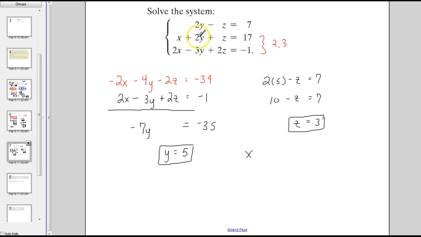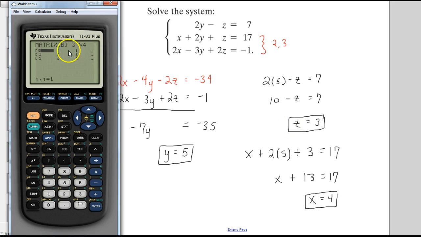So x plus 2y, x plus 2 times 5, plus z, which is 3. So plus 3 equals 17. That's 10 plus 3 is 13. So x plus 13 equals 17. And again, I subtract 13 and I get x equals 4. So 4, 5, 3 is the solution here.